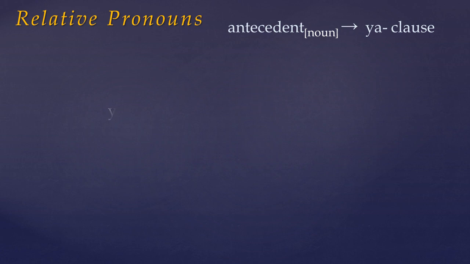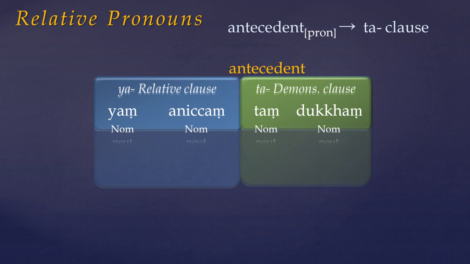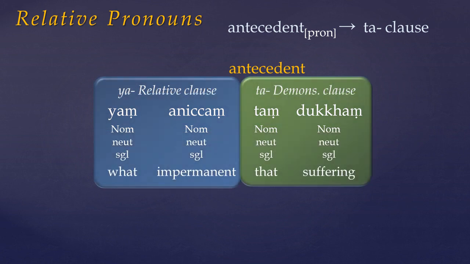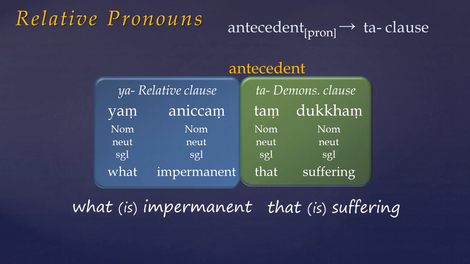Possibly more common, relative clauses can be used impersonally, which means there's no explicit antecedent, or the antecedent itself is a pronoun. In this case, the correlative pronoun becomes the antecedent term. So if we look at this example, we can see that there are no verbs, so the two clauses are equational. There is an implied copula linking the nouns. And in this example you can see quite nicely how the second pronoun picks up on what the first pronoun relates. What is impermanent, that is suffering.